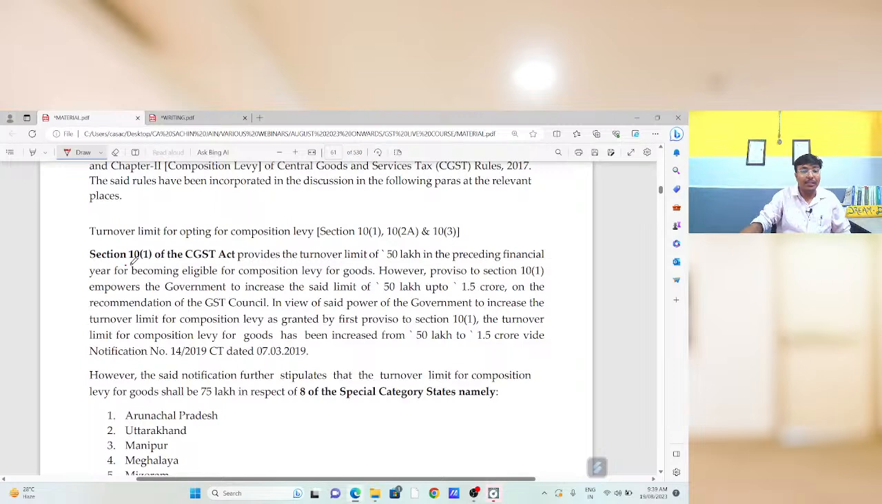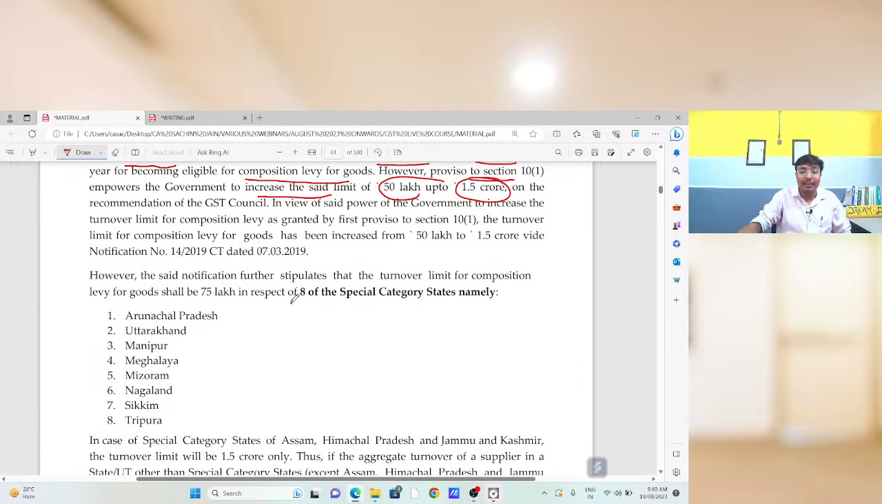Section number 10, subsection 1 of CGST Act provides the turnover limit of 50 lakh in the preceding financial year for becoming eligible for composition levy of goods. However, the proviso to section 10(1) empowers the government to increase the threshold limit from 50 lakh up to 1.5 crore rupees, but there are certain specific categories of states.